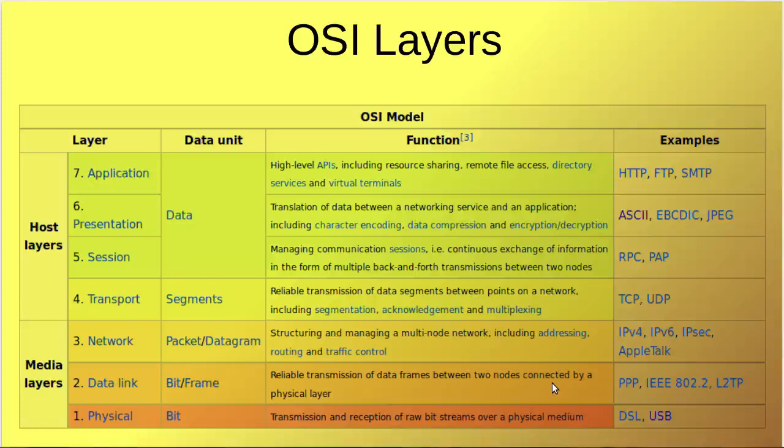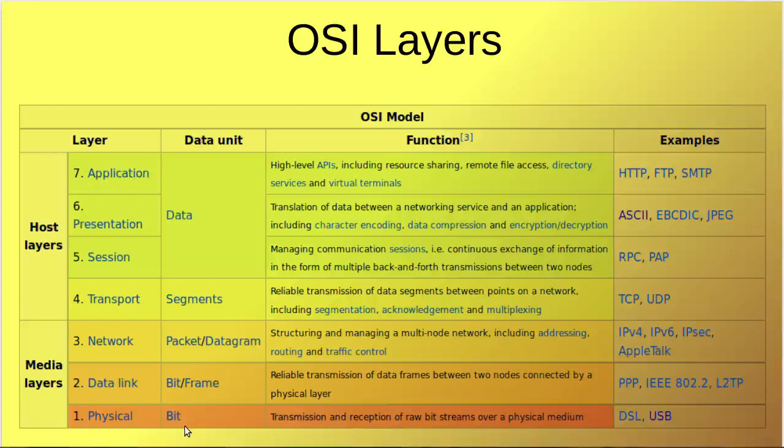So another thing that you should probably review or maybe take a look at are the OSI layers. There are 7 layers in the OSI scheme. There are 3 media layers, starting with the physical layer at the bottom. This is responsible for transmitting, taking care of how to transmit these signals at the bit level.